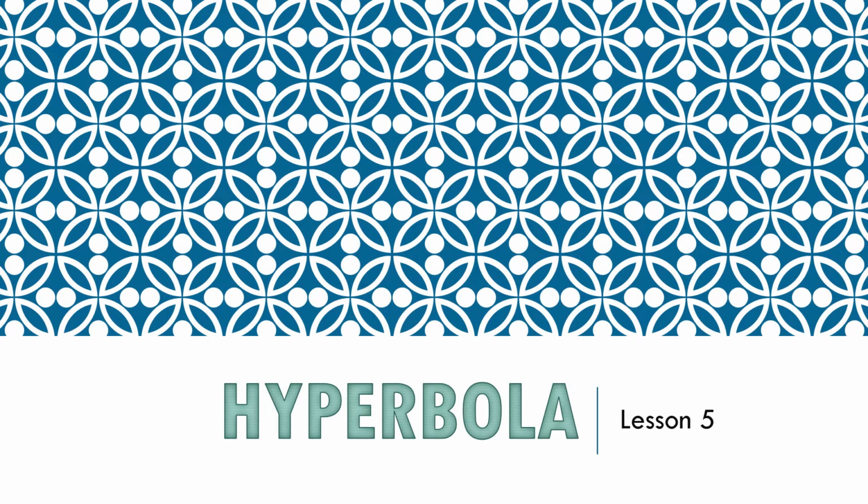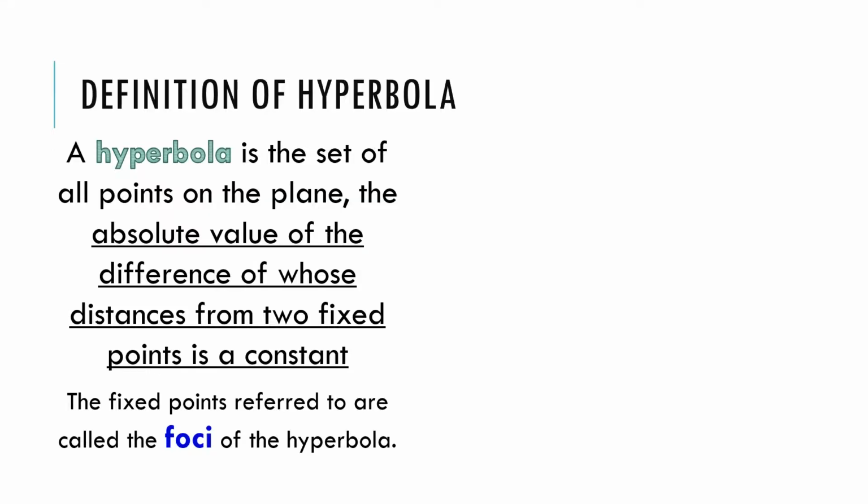Welcome to Lesson 5, and this is all about hyperbola, our last conic section. Let us first define hyperbola. A hyperbola is the set of all points on the plane, the absolute value of the difference of whose distances from the two fixed points is a constant. Okay, suppose we have this figure.